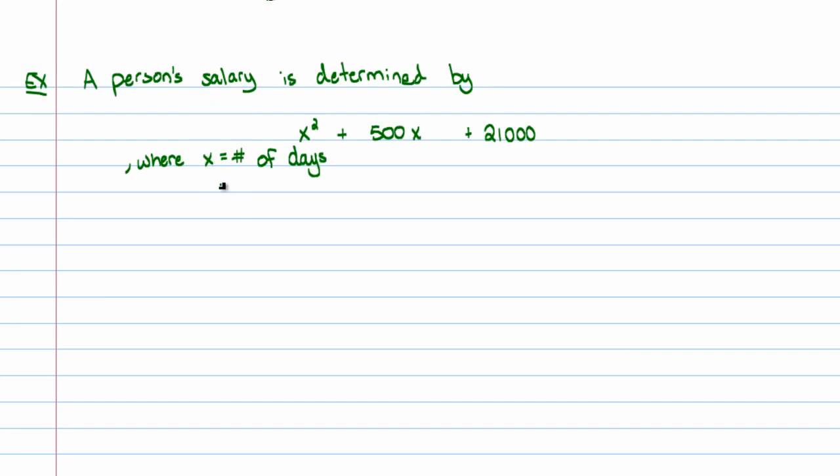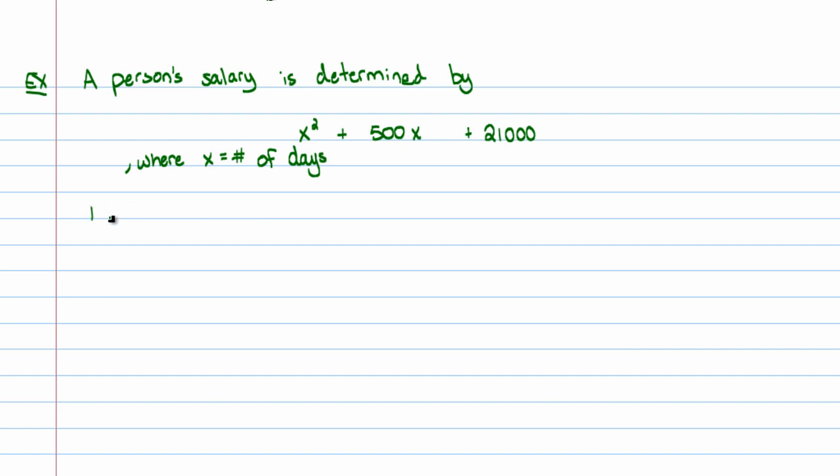So we have this x squared plus 500x plus 21,000, where x is just the number of days. Now, this is not a real polynomial description of somebody's salary, but this is just an interesting example that might reinforce the idea of when or why the degree of this polynomial would be considered to be 2. Why we don't care about the last two terms.